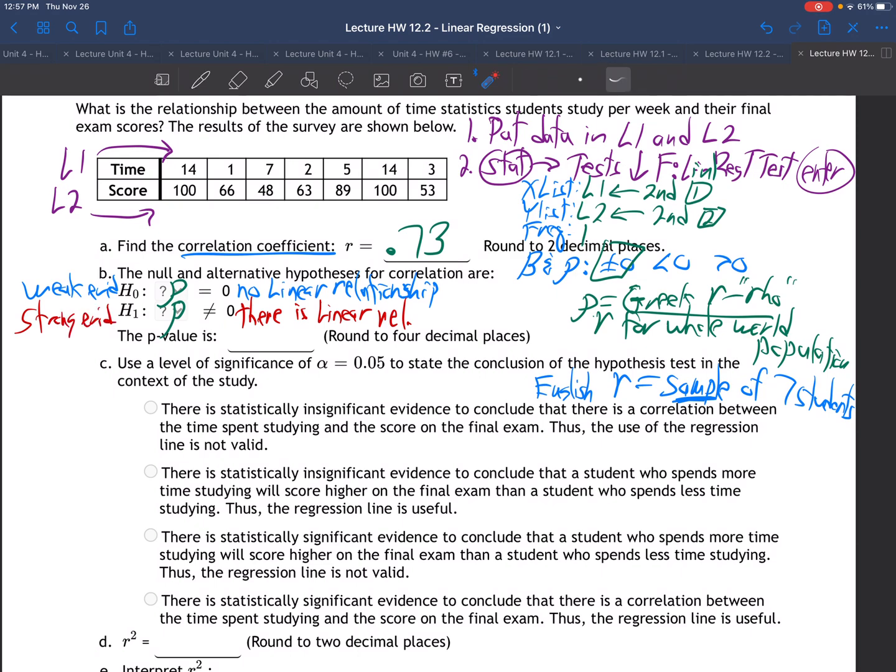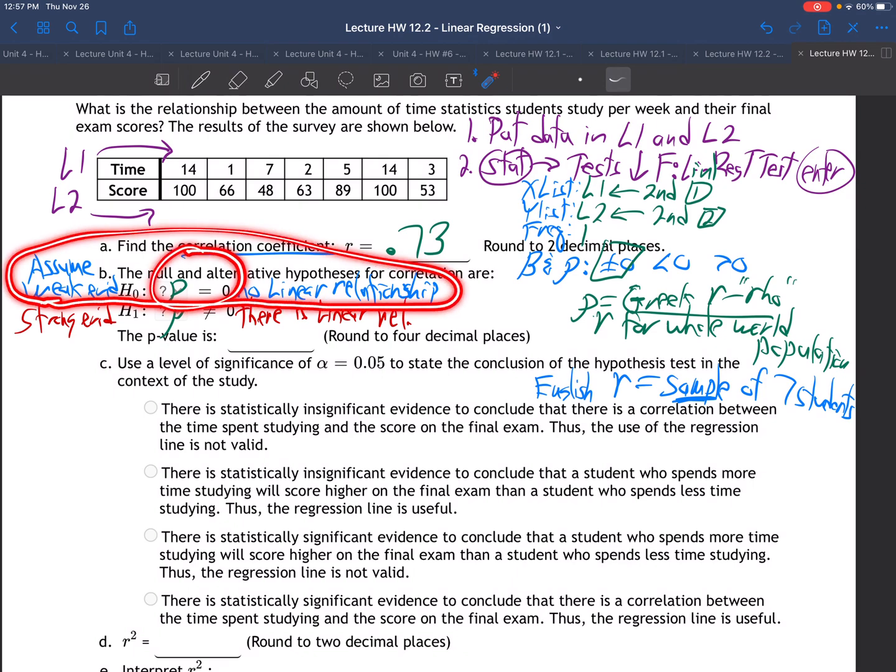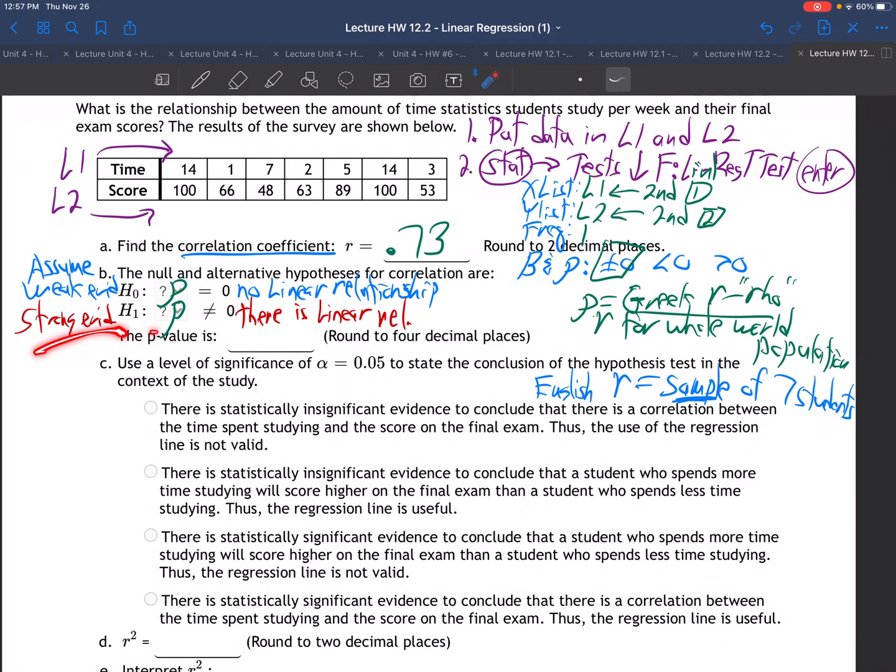So we assume H0 is true, and if evidence is weak, we stick with our original assumption that there's no linear relationship, meaning rho is 0. The Greek R, the linear correlation coefficient is basically 0. If there's strong evidence, then we say no, rho is not 0. There is a linear relationship. It's not 0. There is a linear relationship.